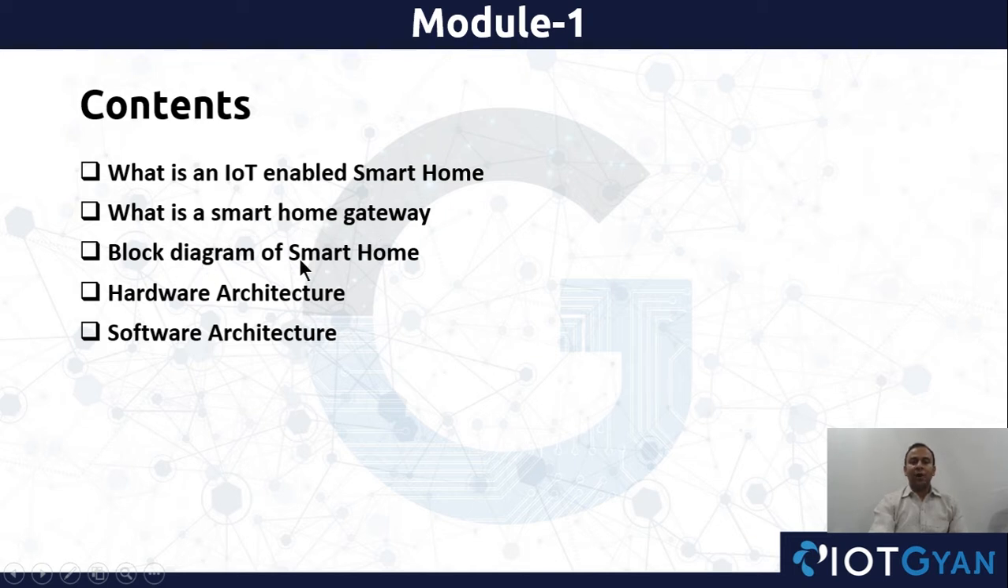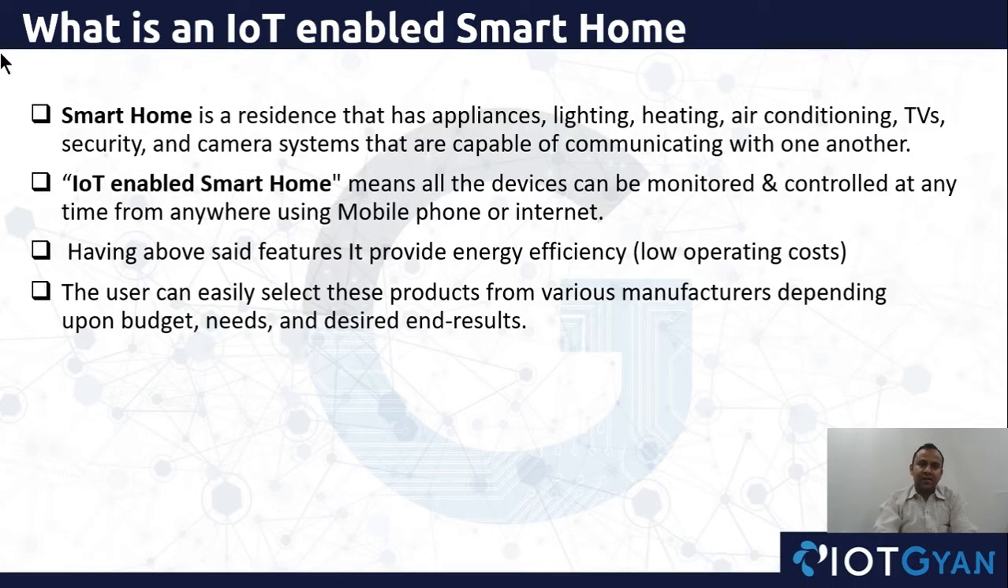Then we will take a look into the block diagram of a smart home. Then I'll teach you how to make the hardware connections. So that will complete the hardware architecture part. Thereafter, we'll take a look into the software architecture. So let's start. So what is an IoT enabled smart home?